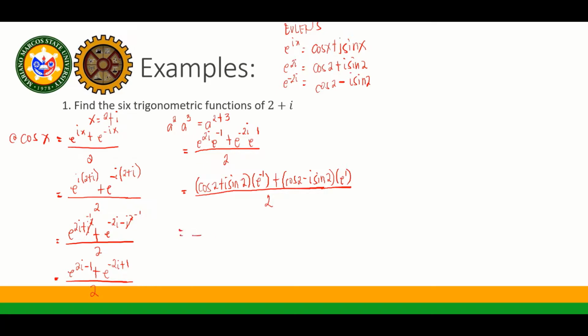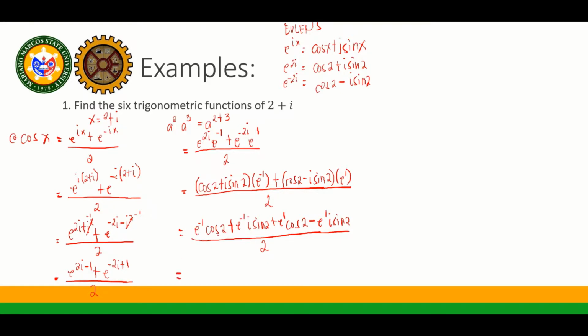So let's expand. This will be equal to e raised to negative 1 cosine 2 plus e raised to negative 1 i sine 2 plus e raised to 1 cosine 2, and then minus e raised to 1 i sine 2, all over 2. So there you go. Now, let's combine like terms. We combine all the cosine terms, and all the imaginary terms together, and all the real terms together too.